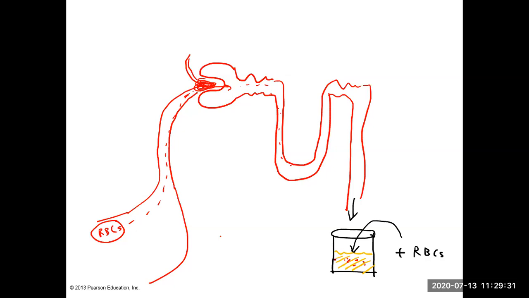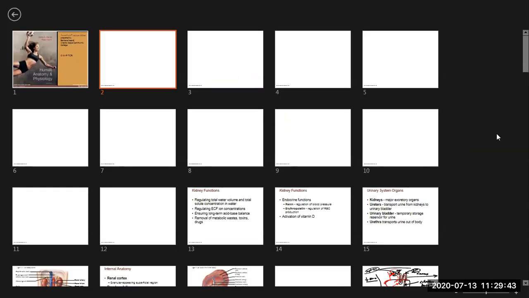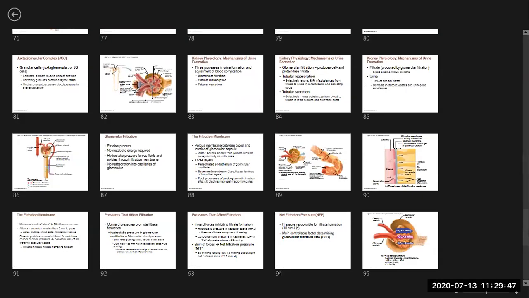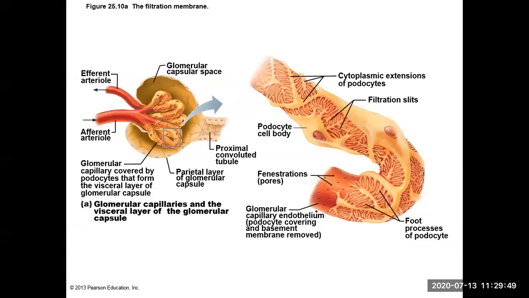What causes these red blood cells to pass? When you're looking at the filtration slit, the openings are pretty darn small. We discussed that last time. Take a look right over here. These are the filtration slits and filtration pores and so on. Red blood cells are huge compared to them. So how are they coming out of here?